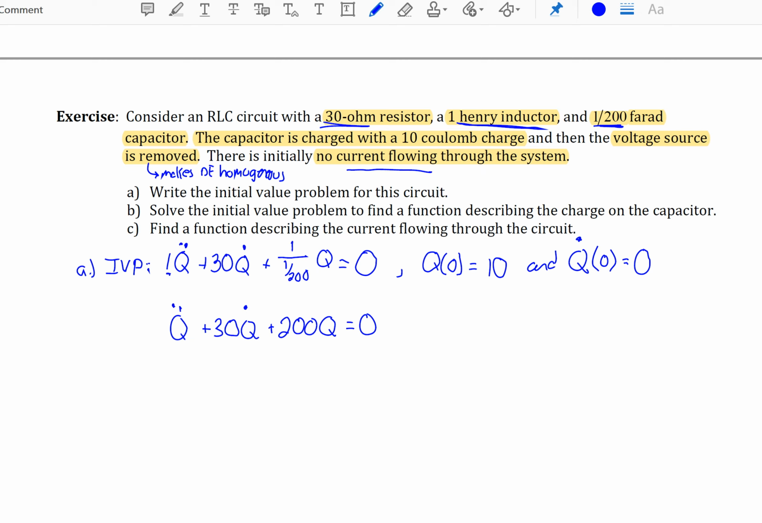And again, other than a different variable, we're using Q rather than X, and we're having a different representation of our coefficients. This matches the form of the model we use for the spring mass system. So our method for finding the solution is going to be the same. Let's first write our characteristic equation. Again, our characteristic equation is going to be in terms of the variable r, and it'll be a quadratic.